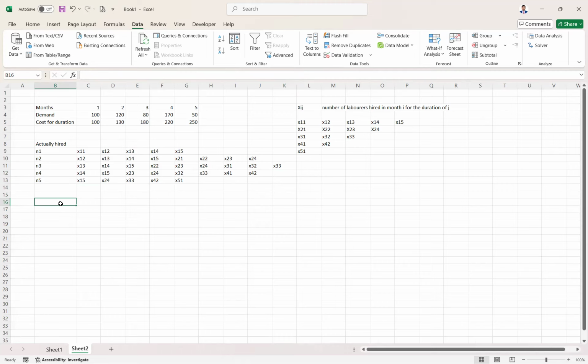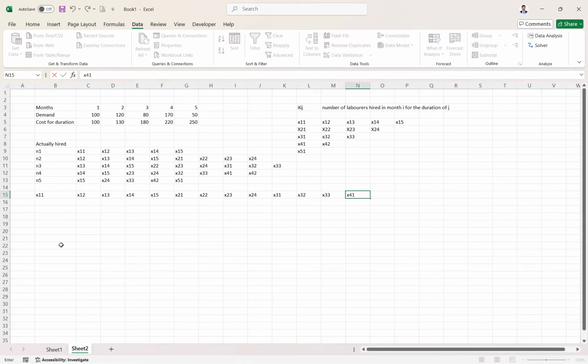Now the LPP starts. Here it is very simple. So here we'll be getting all the variables x11, x12, x13, x14, x15, x21, x22, x23, x24, x31, x32, x33, x41, x42, x51. So these are nothing but all these variables.